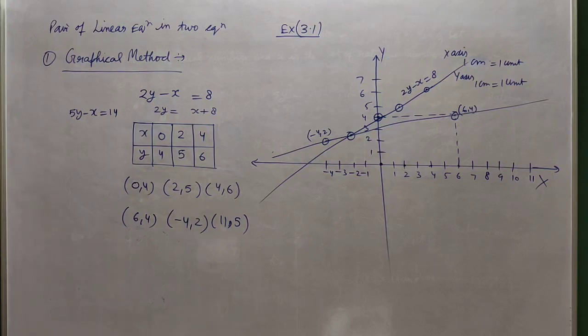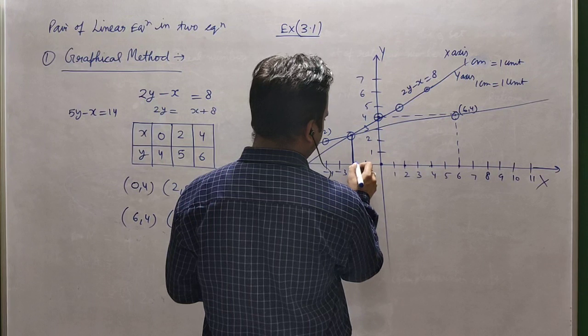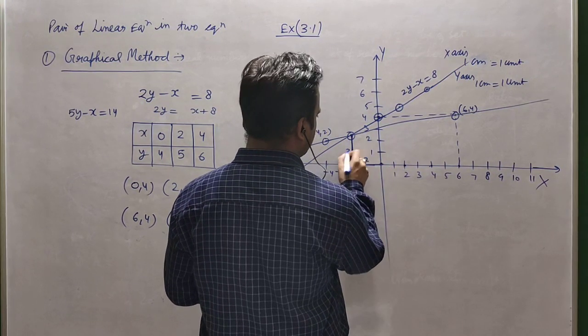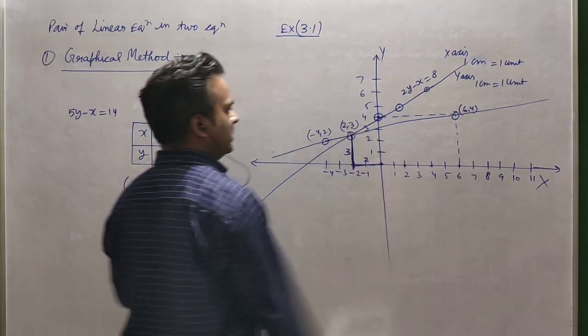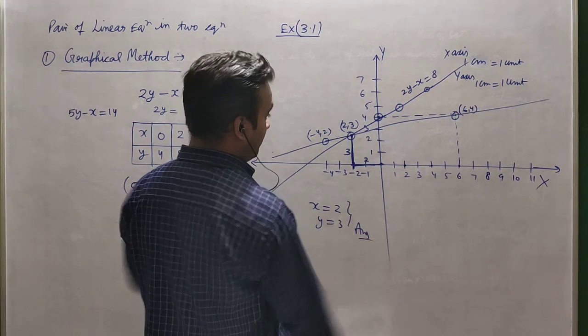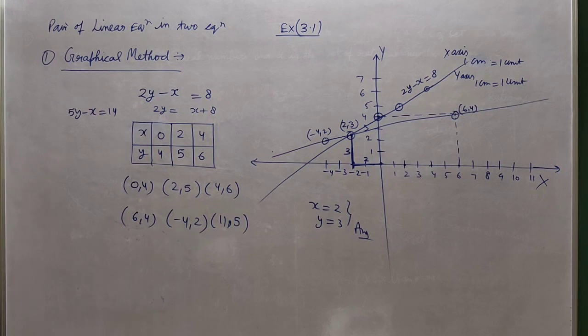So where the line is cutting, we will get the coordinate of that point. Suppose I am seeing this one, it is here, right? So we will check what this distance is and what this distance is. Suppose it is 2 and it is 3. So this coordinate will be (2, 3). So x will be 2 and y will be 3, and that will be your answer. That will be checked only by graph. Right. Now, the next point. This is the one way to find the solution by the graphical method.